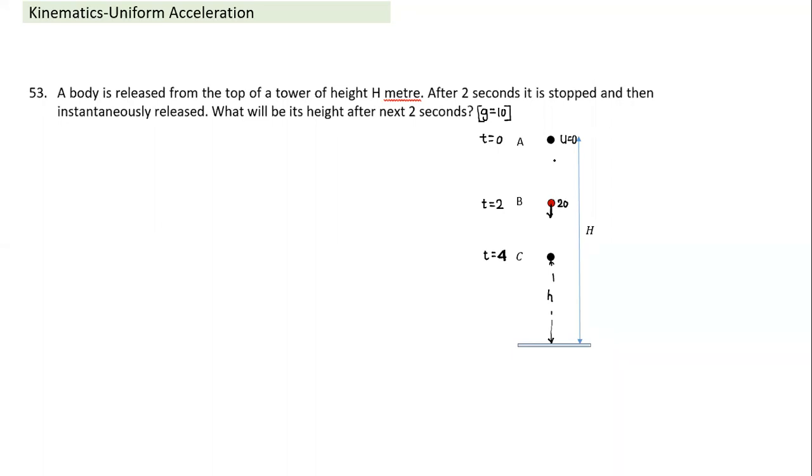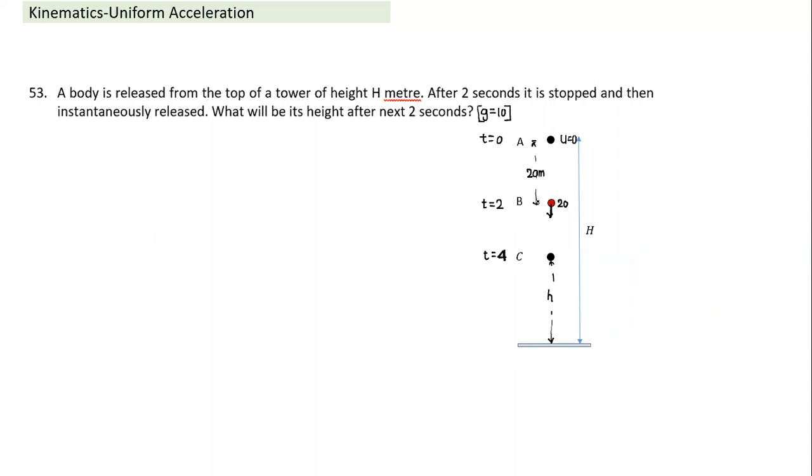2 seconds. What is this height? Can I easily calculate this height h? Yes, sir. Either I can calculate 1/2 gt square, or I know the average speed is 10 for 2 seconds. The height will be 20 meters.